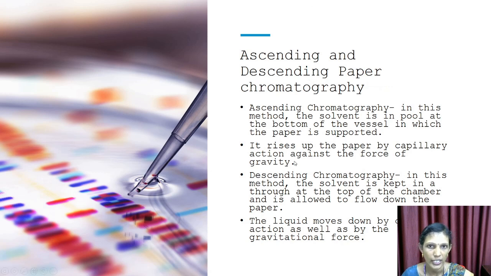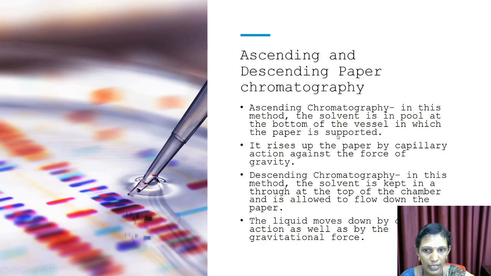The procedure is the same as paper chromatography, but the direction of travel is different. Ascending means it goes from the bottom to the top. The solvent will rise up from the bottom, moving in ascending order. In descending, it is vice versa: it moves from top to bottom.